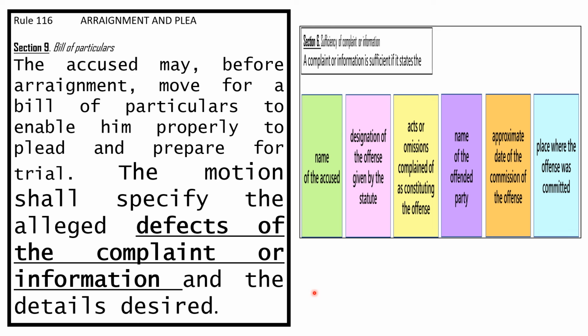Before I end, let me just tell you that in criminal cases, the point of reference is before arraignment. Right, the point of reference in civil cases is before the defendant files his answer. Here, in criminal cases, the point of reference is arraignment. Before arraignment, you can file a motion to quash. Before arraignment, you can file a motion for bill of particulars.